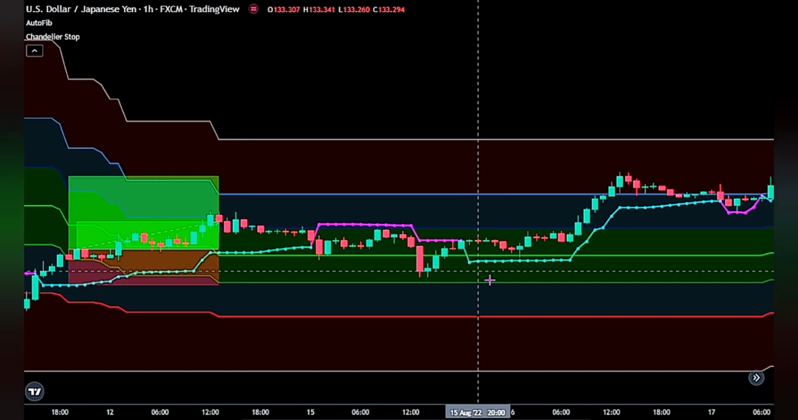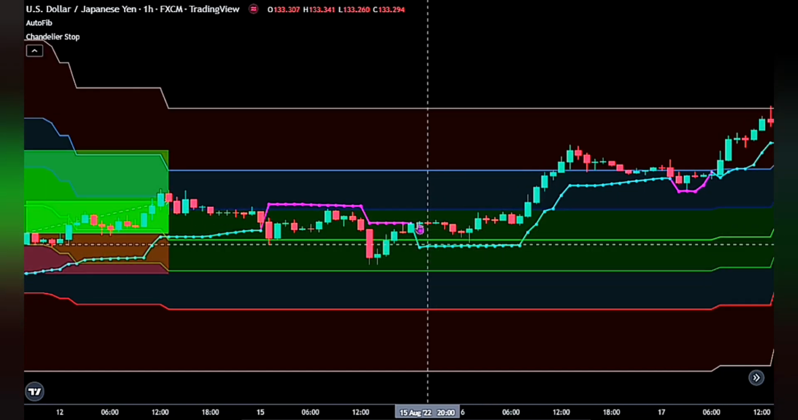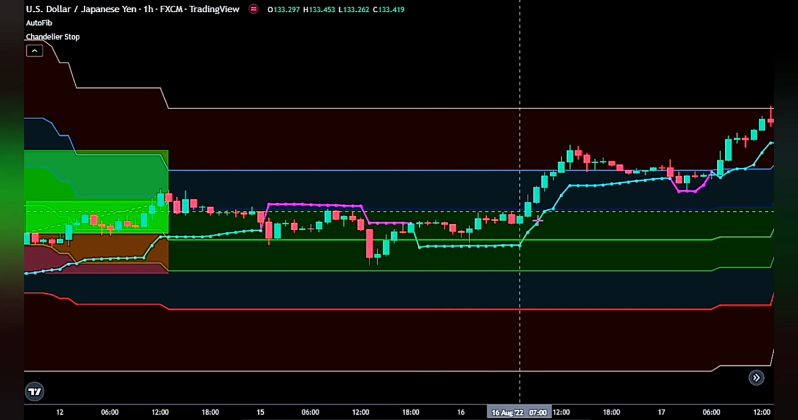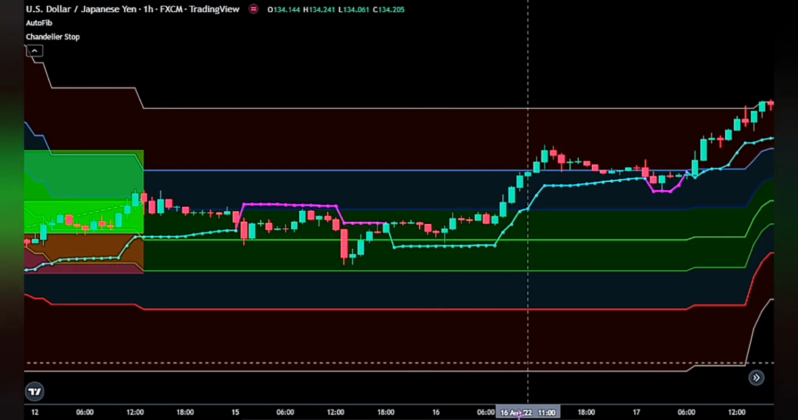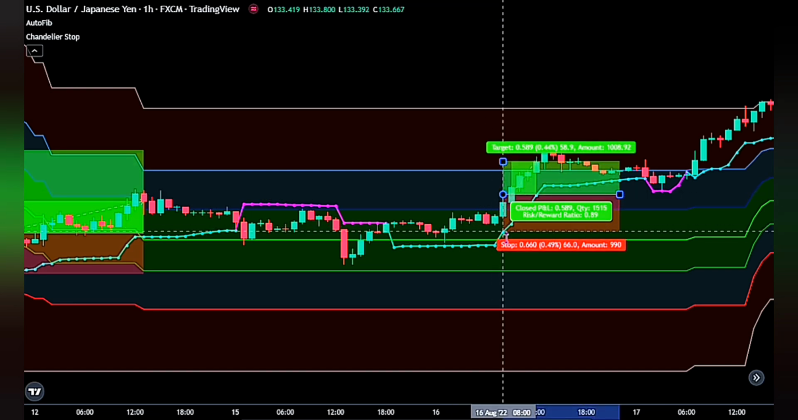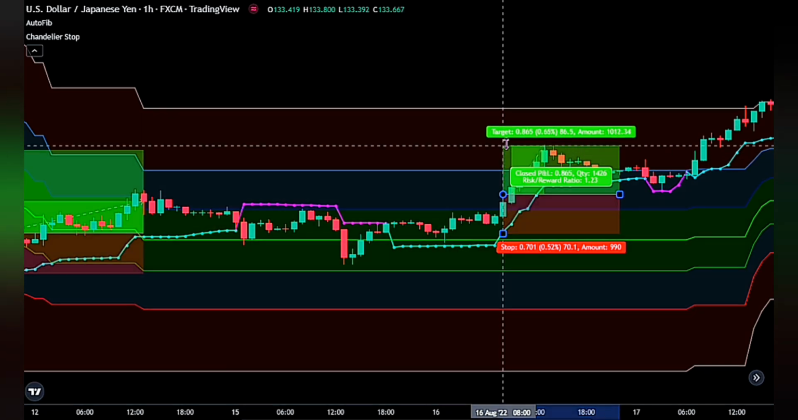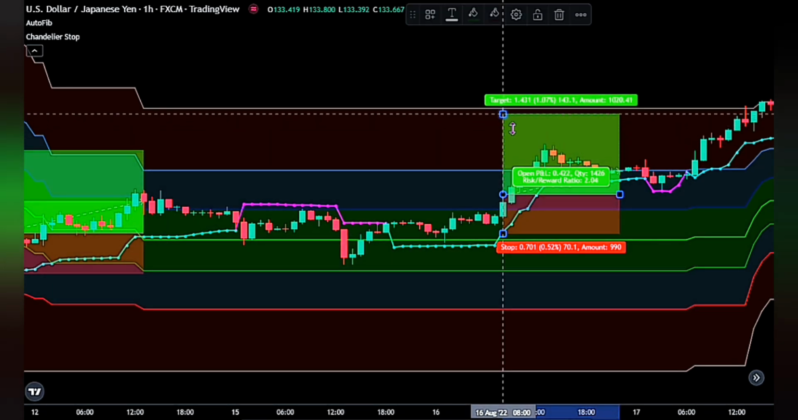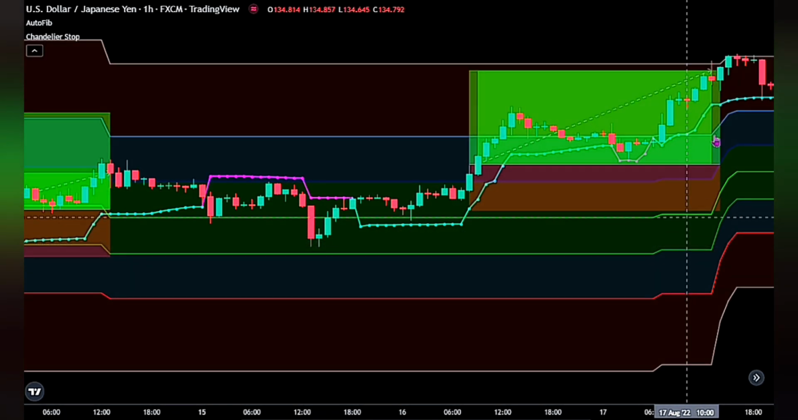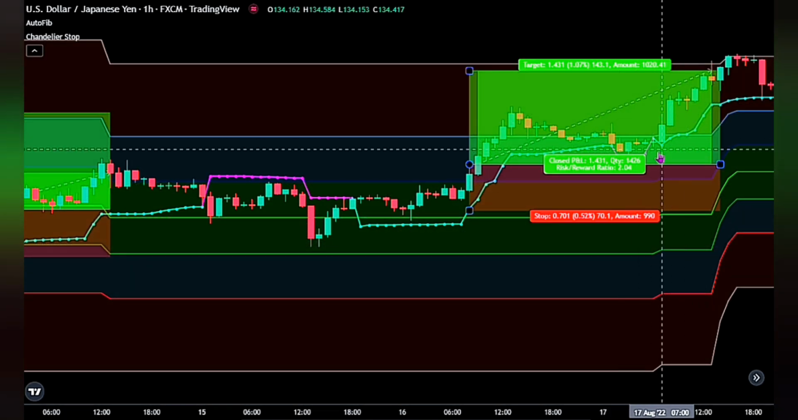Now for the next trade, we see that we got our chandelier on green at this point, and we had the break of the Fibonacci level at this point. We would therefore enter our trade at this candlestick, with stop loss at the chandelier stop and take profit at 2 times the risk. And we see it was successful.